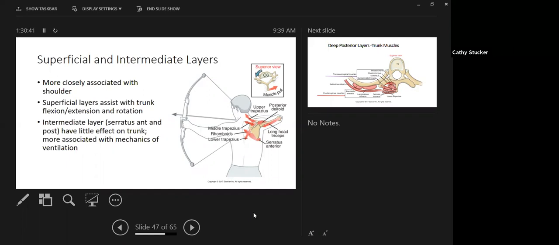Long-headed triceps also inserts on the scapula. So again, got to stabilize the scapula so that those muscles can function distally. Proximal stabilization for distal mobility.